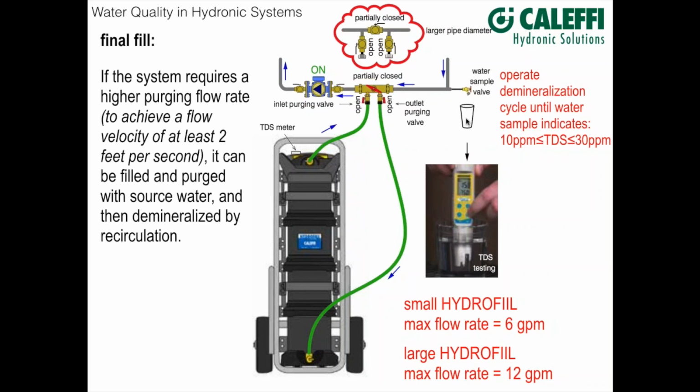So periodically we're going to take a sample into a nice clean glass container, and again we're going to test it with that inexpensive tester, and we're looking for a TDS reading in the range of 10 to 30 parts per million. So this would be appropriate in a larger system where we have to use some other means to actually fill, and again this is all after the internal washing has occurred. We simply have to get water into the system through another means because of the flow rate limitations on the hydrofill.